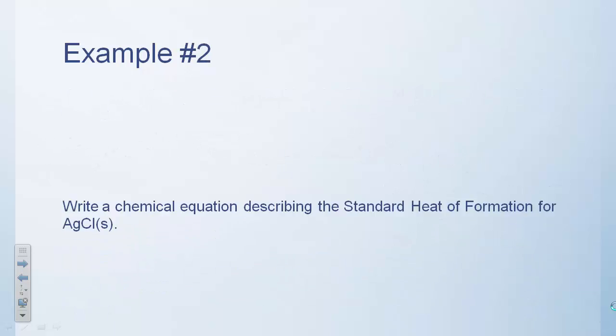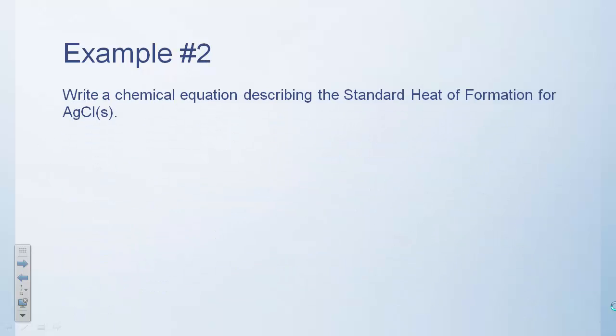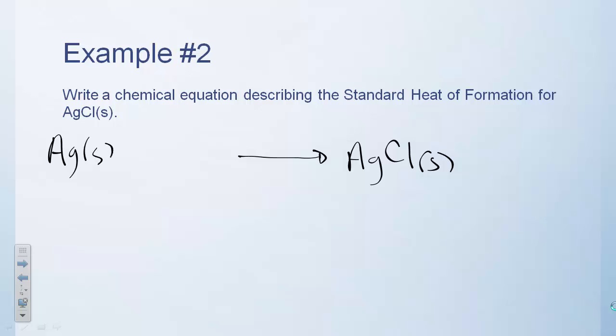Let's try the second example. In this case, we're asked to write an equation describing the standard heat of formation for silver chloride, solid. So once again, make sure to write the compound that you're interested in over here, write its correct physical state, and then just ask yourself, what's the standard state for silver? Okay, silver solid. And the standard state for chlorine, Cl2 gas, another diatomic.